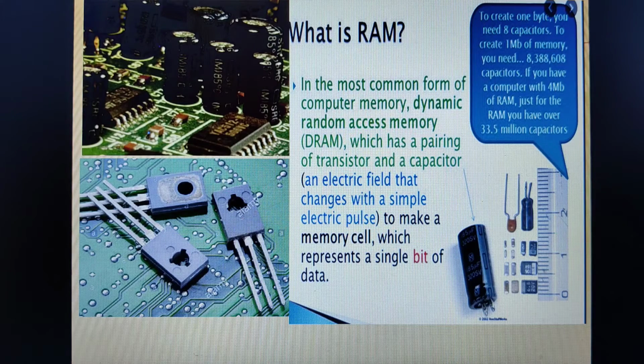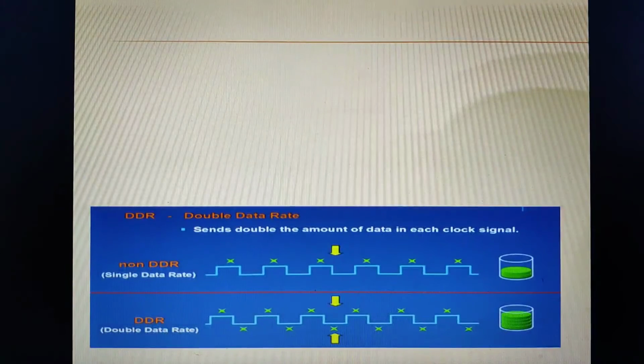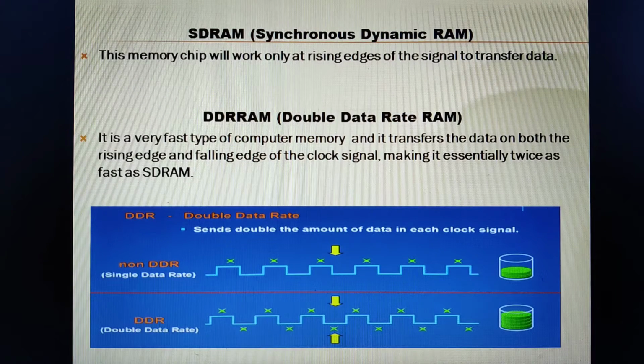The other forms of random access memory are SDRAM, synchronous dynamic random access memory, and double data rate random access memory. SDRAM stands for synchronous. Here the memory speed is linked or associated with the clock signal on our motherboard. So this SDRAM is completely synchronized with the clock signal. Therefore, it is referred to as synchronous dynamic random access memory.